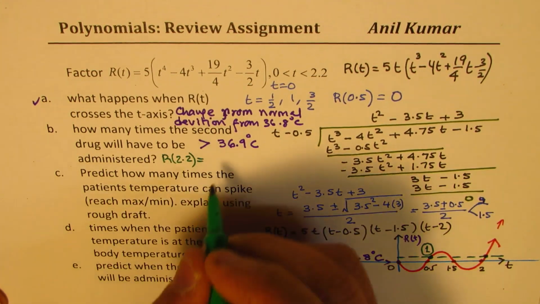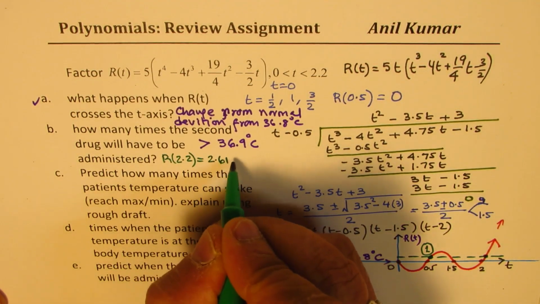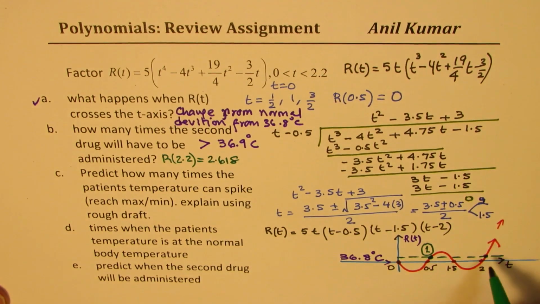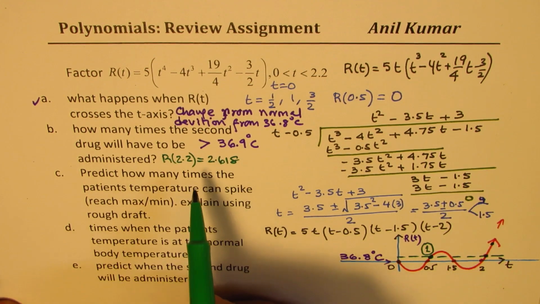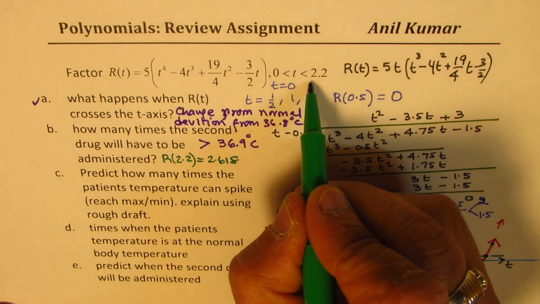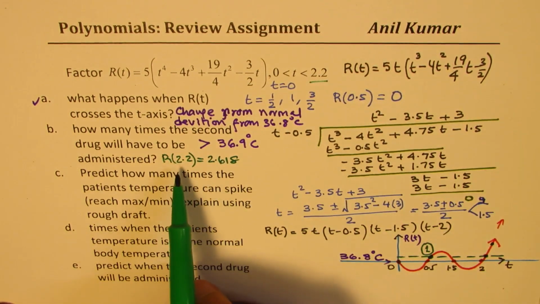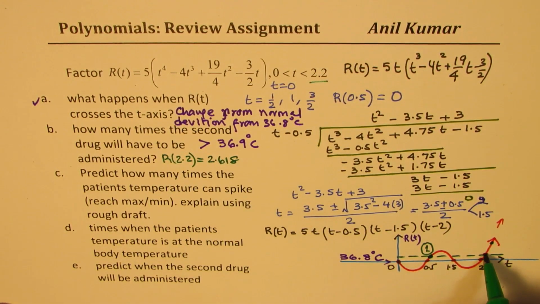So this value is 2.618. So definitely at 2.2, it seems it is a pretty high value, right? So from this, because the range is given up to 2.2, we will say that definitely somewhere here, this is within our domain, we need to administer the drug.